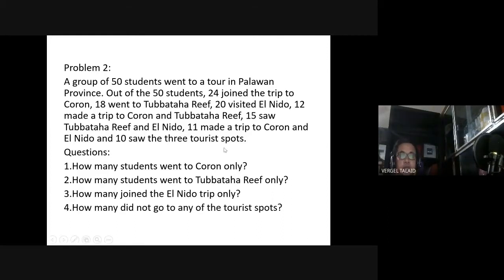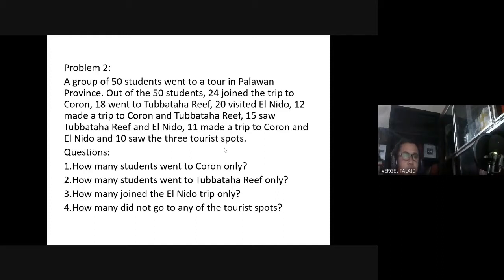A group of 50 students went to a tour in Palawan province. Out of the 50 students, 24 joined the trip to Coron, 18 went to Tubataha Reef, 20 visited El Nido. 12 made a trip to Coron and Tubataha Reef, 15 saw Tubataha Reef and El Nido, 11 made a trip to Coron and El Nido, and 10 saw the 3 tourist spots.